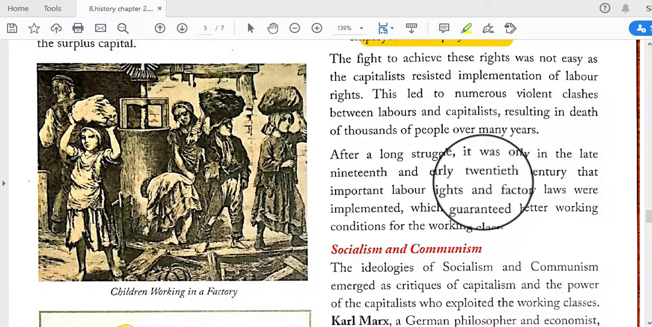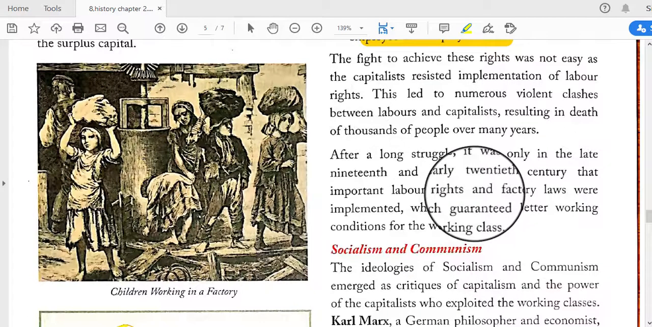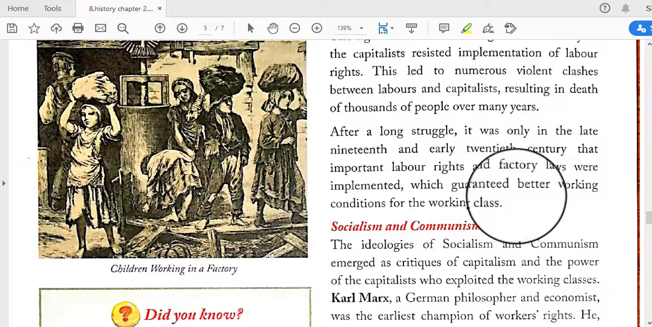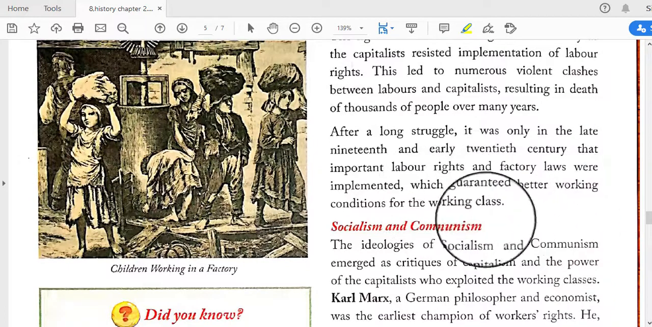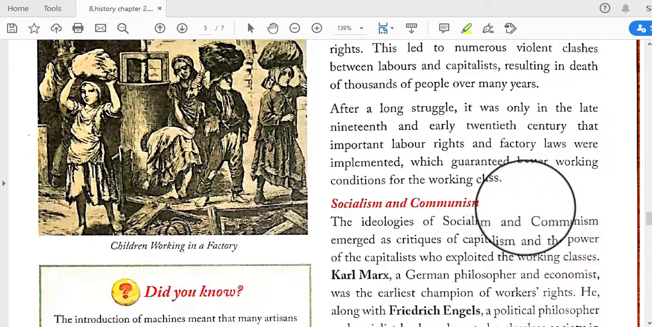After a long struggle, it was only in the late 19th and early 20th century that important labor rights and factory laws were implemented, which guaranteed better working conditions for the working class.